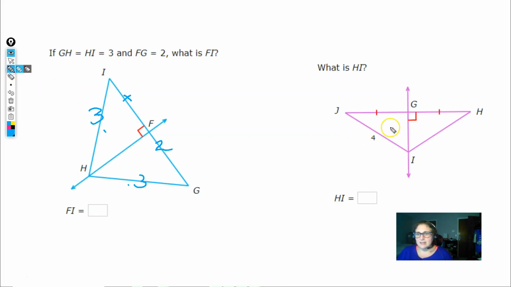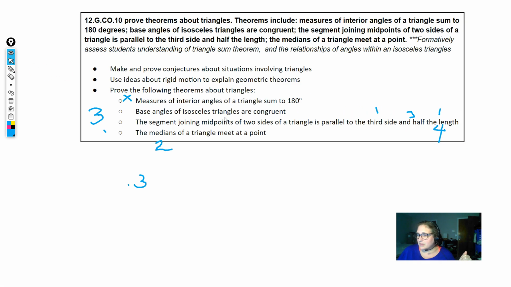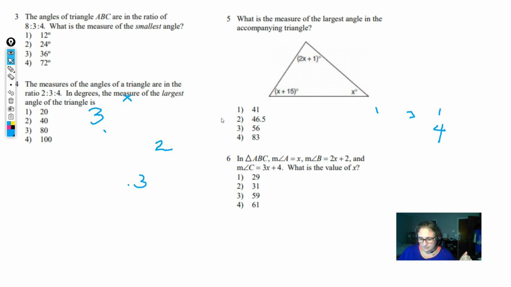All right, last one relating to this. Now it says, what's HI? So these are the same. Because this is the same bisector, here's our perpendicular. Excellent, excellent. We know this has to be 4. Perfect. Okay, let's go ahead and move on.